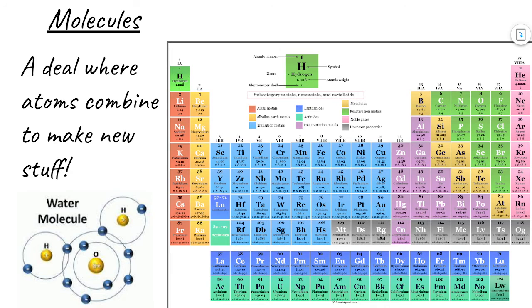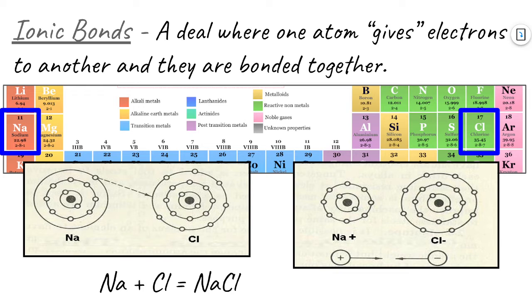Now, the first type of bond that we can make here, the first type of molecule, is called an ionic bond. An ionic bond happens anytime one atom "gives" an electron or two or three to another atom, and they are bonded together because of that given electron. Sodium and chloride are a really good example.